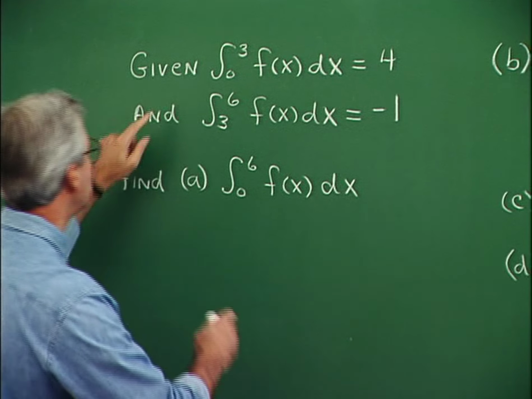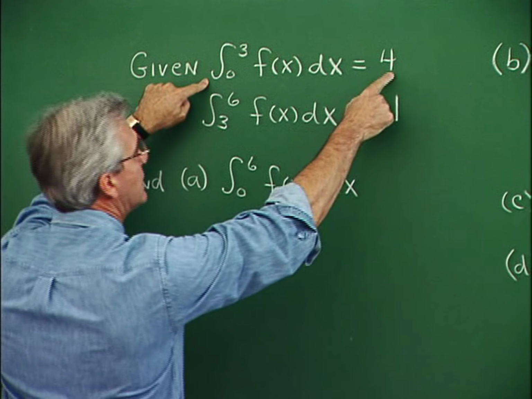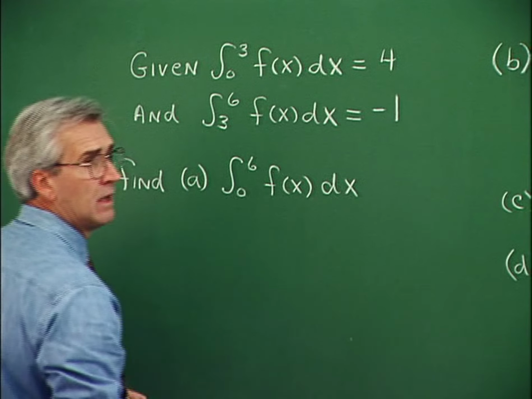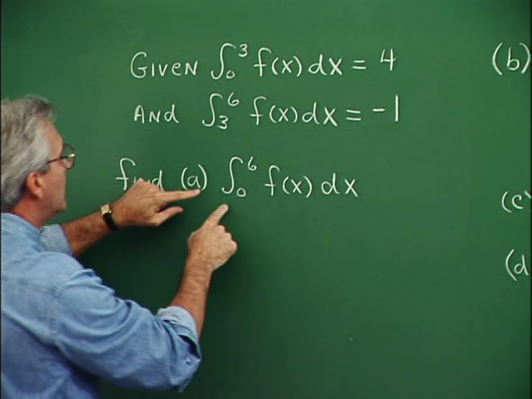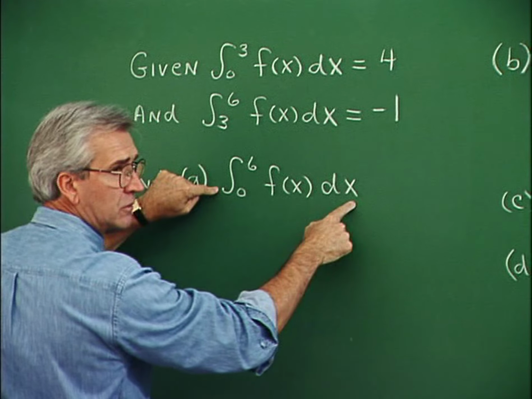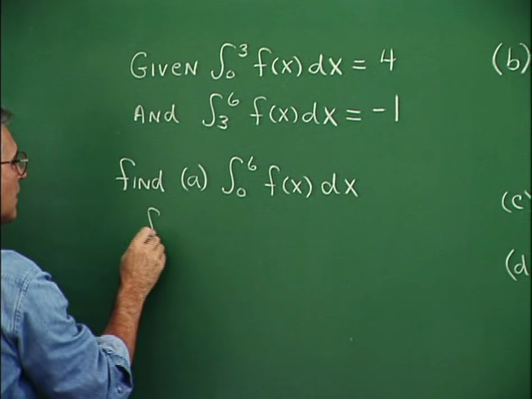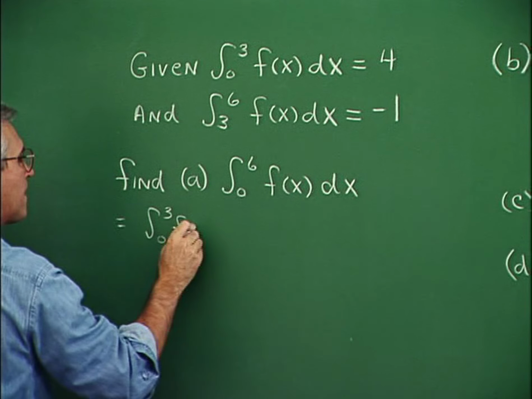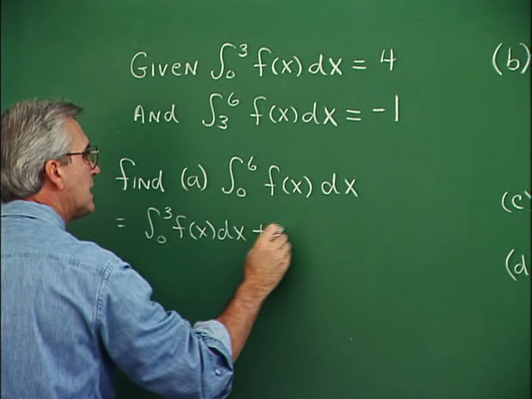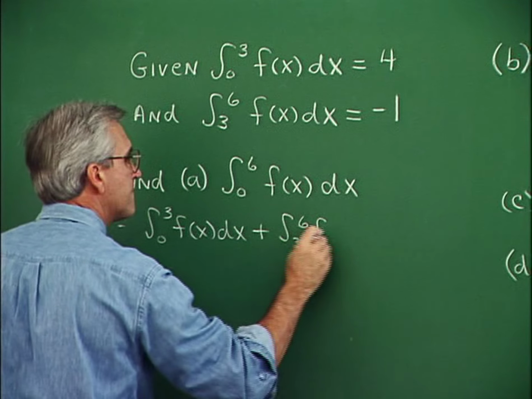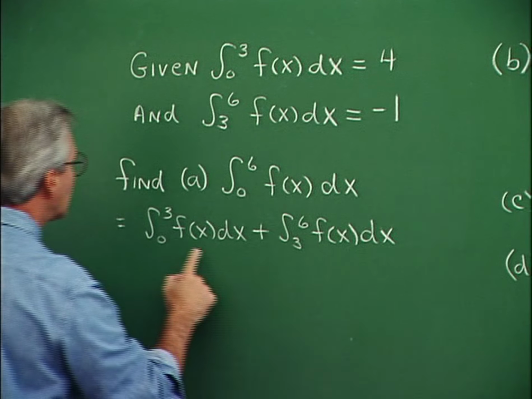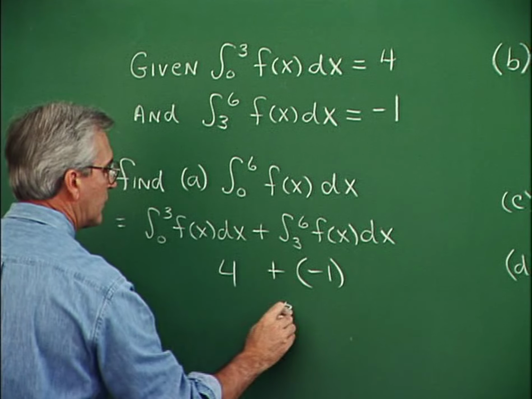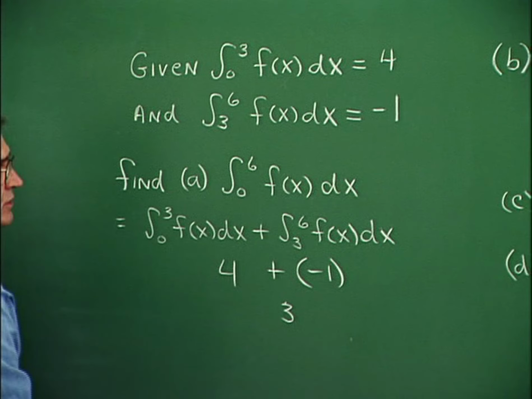Suppose we're given that the integral from 0 to 3 of some function is 4, and the integral from 3 to 6 of the same function is -1. Let's make some calculations. First, let's calculate the integral from 0 to 6 of this function. Well, we know from one of our properties that the integral from 0 to 6 is equal to the integral from 0 to 3 plus the integral from 3 to 6. And since this is 4 and this is -1, turns out the integral from 0 to 6 is 3.